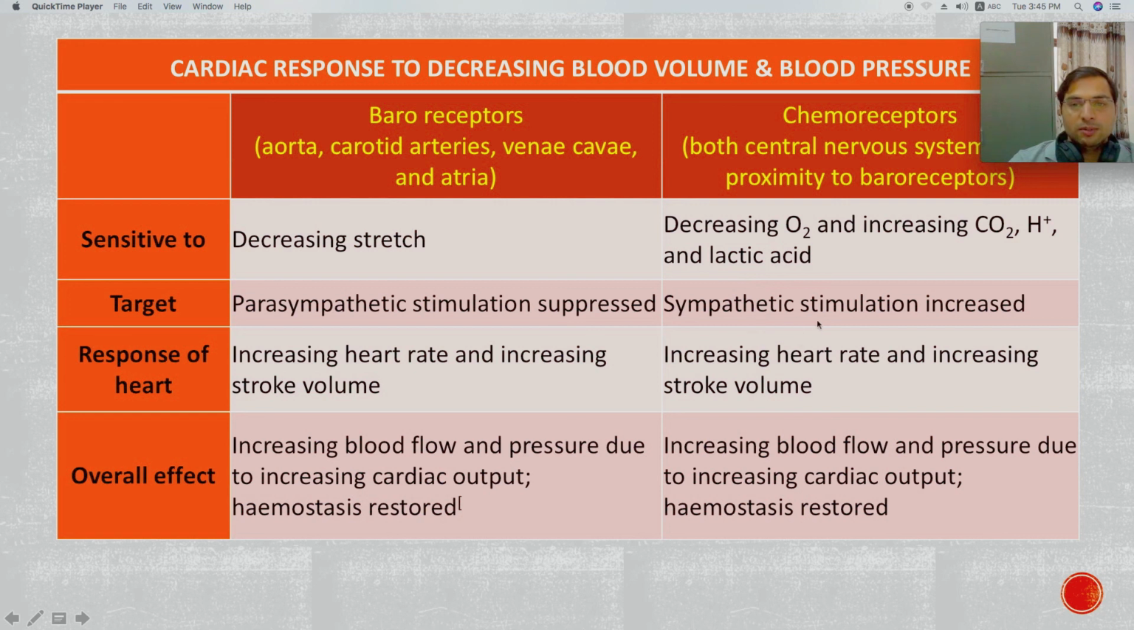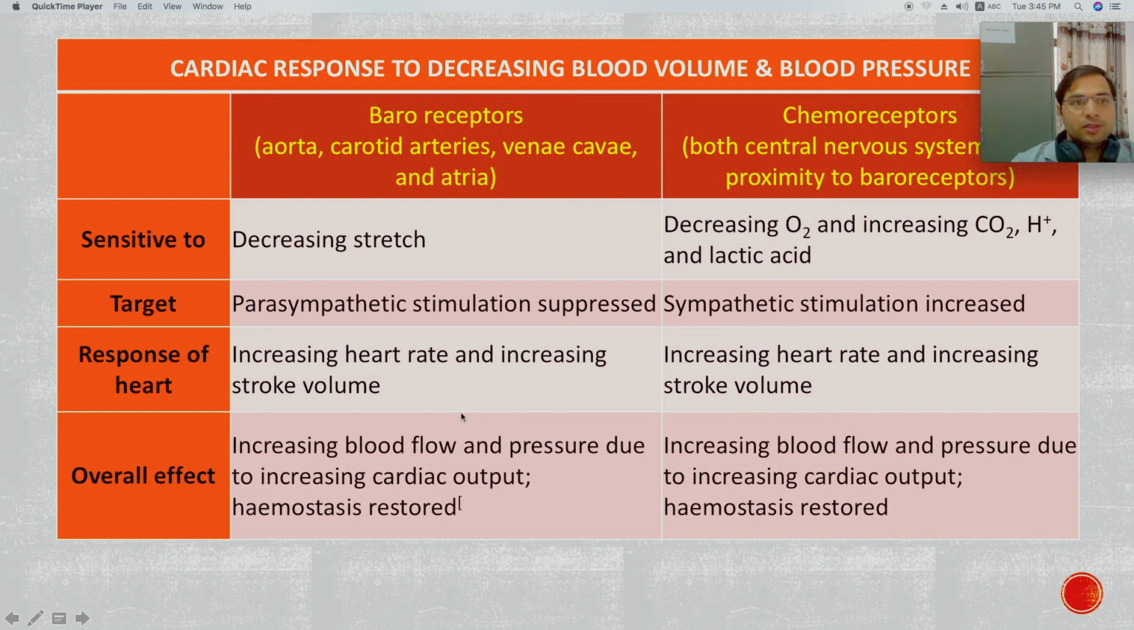We know that whenever sympathetic activity is increased, it will lead to increased heart rate, and whenever parasympathetic activity is suppressed, it leads to increase in heart rate, right? And increasing heart rate leads to increase in stroke volume, right? And the overall effect is that the blood pressure will increase.